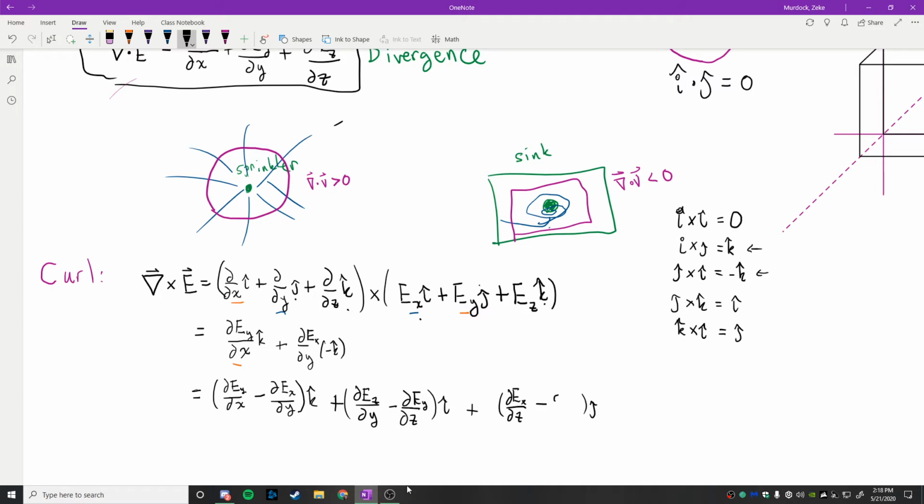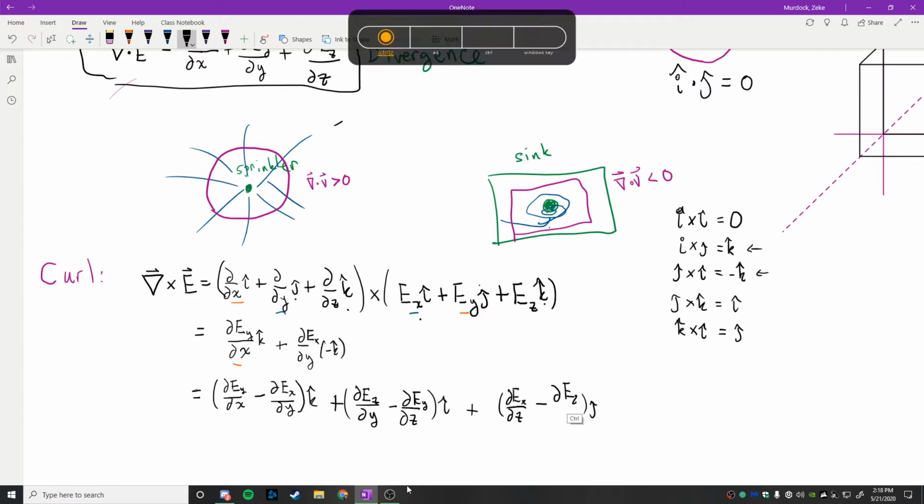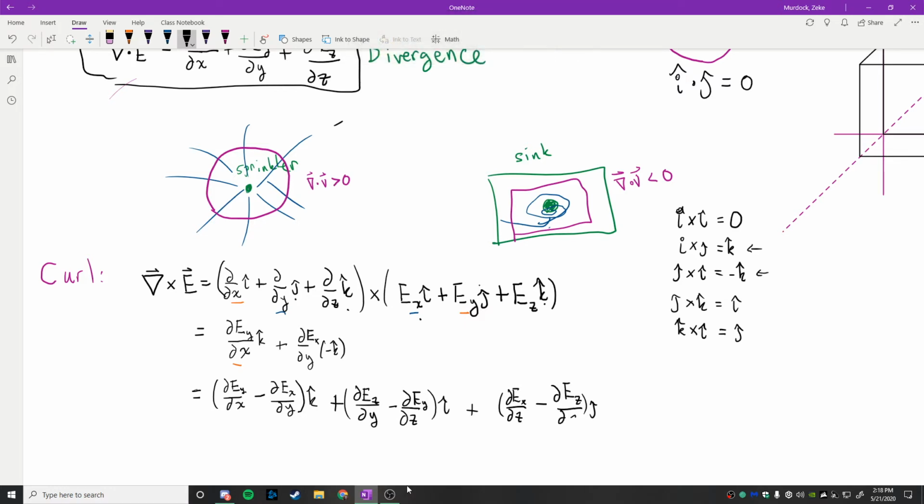And then minus, you can almost get the pattern here now, if you've seen what we've been doing. This next one, I don't have to even look, it has to be del Ez. Oh my god, sorry for the subscripts. Del x now. And that is the definition of the curl, and it's much messier than the other one, obviously.